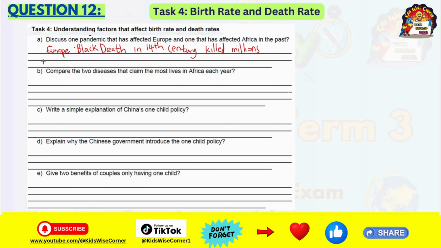In Africa, the one pandemic that we have is HIV and AIDS, and this has reduced life expectancy.